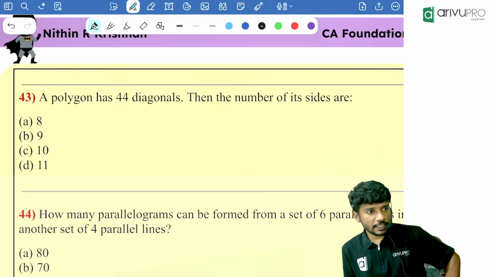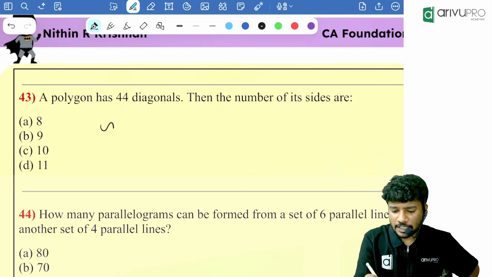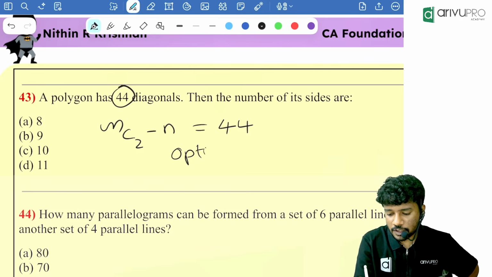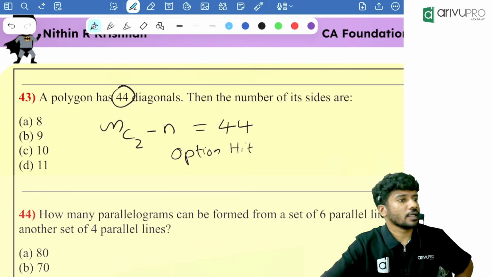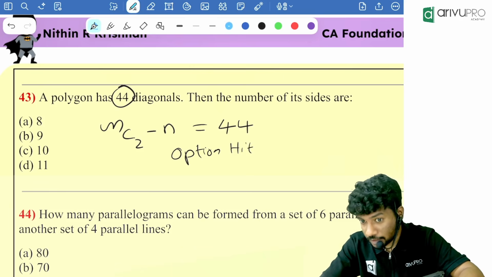A polygon has 44 diagonals. What is the formula for diagonals, people? NC2 minus N is equal to how much as per the question? 44. Now you will do what? Option hit. Option hit and check which option is giving you 44. Option C. Check again.